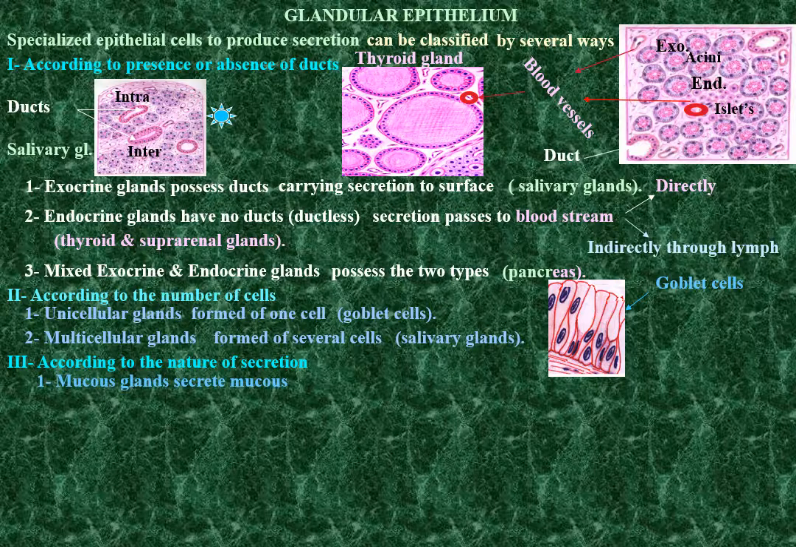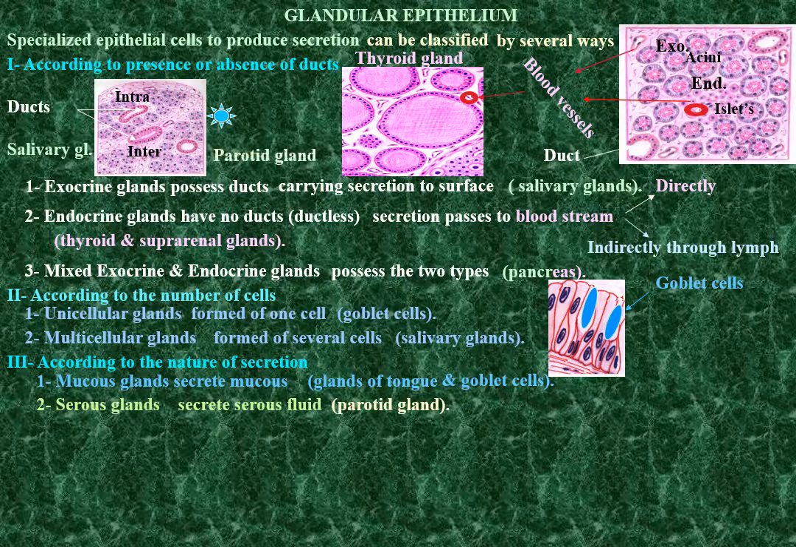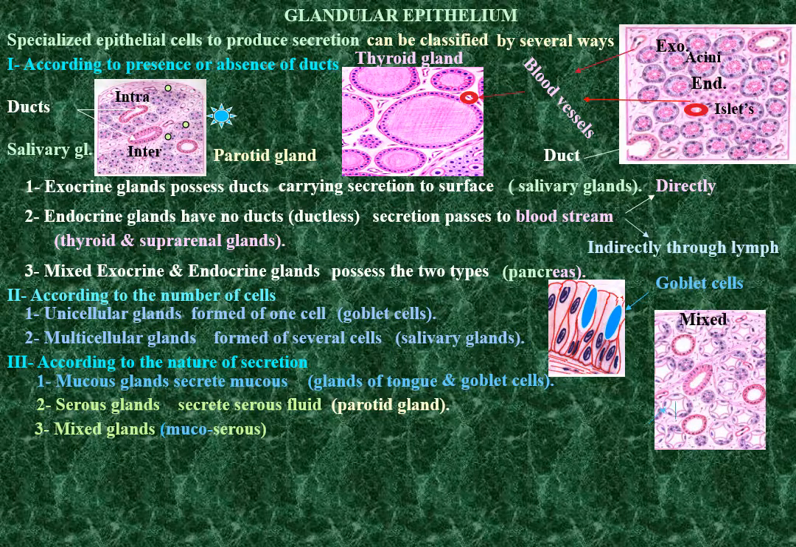Mucous glands secrete mucus, as glands of the tongue and goblet cells. Serous glands secrete serous fluid, a watery albuminous fluid, as the parotid gland. Mixed glands or mucoserous glands secrete mucus and serous fluid, as the submandibular and sublingual salivary glands.